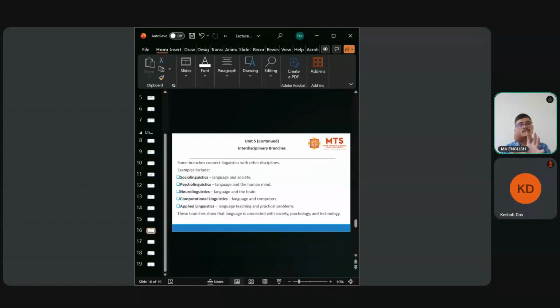Okay, the second interdisciplinary branch is psycholinguistics. It studies the relationship between language and the human mind. It investigates how human language is stored in the brain, how children acquire language so naturally and effortlessly, how we process language at the speed of thought, and what happens when language ability is damaged by brain injury or neurological disorder. This field draws on both linguistics and cognitive psychology.